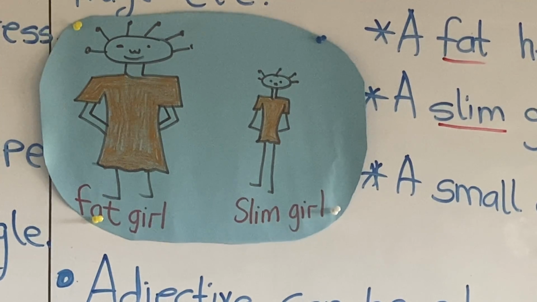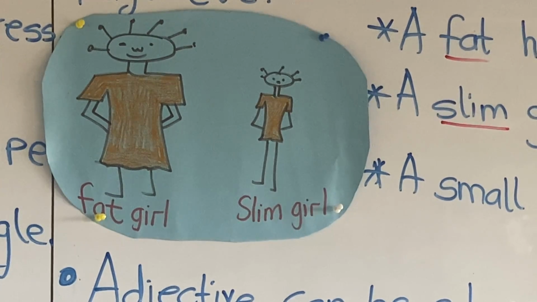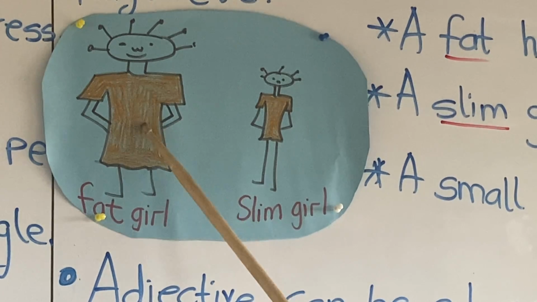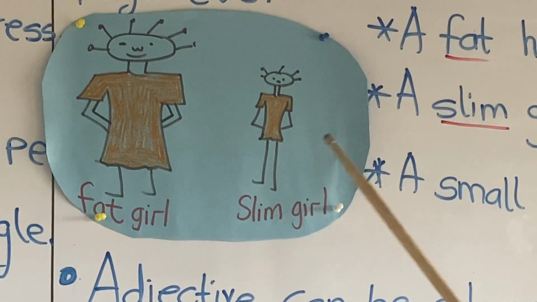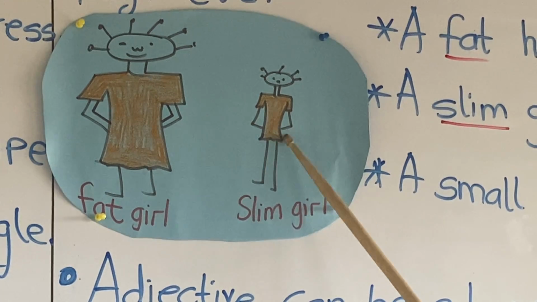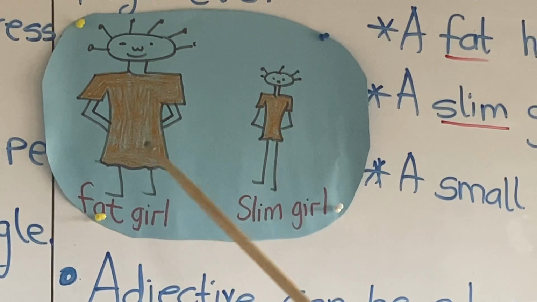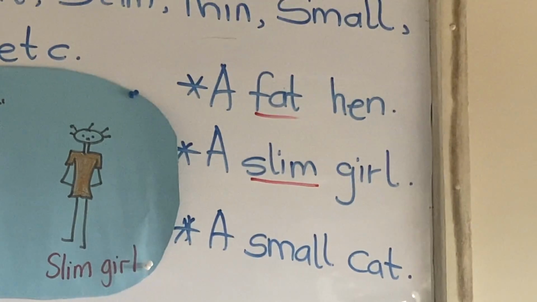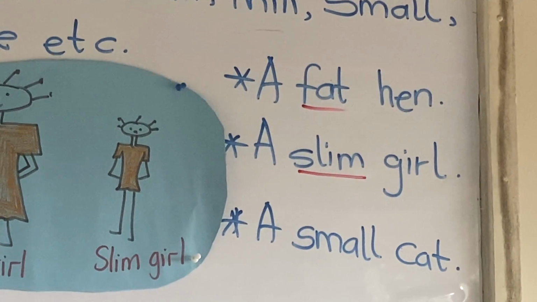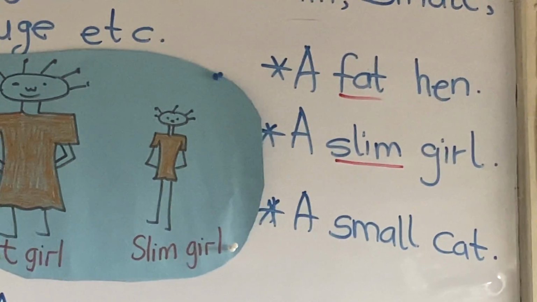If I ask you to point out to the fat girl, you point out to this. Because this girl is fatter than this girl. If I ask you to point to the slim girl, you point out to this. Because this girl is slimmer than this girl. Let's look at few examples of adjectives that concern sizes.